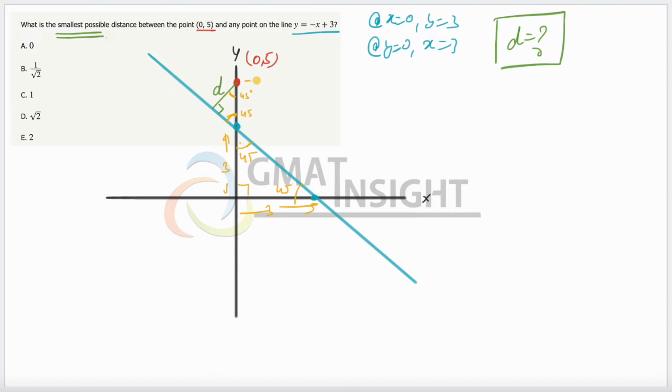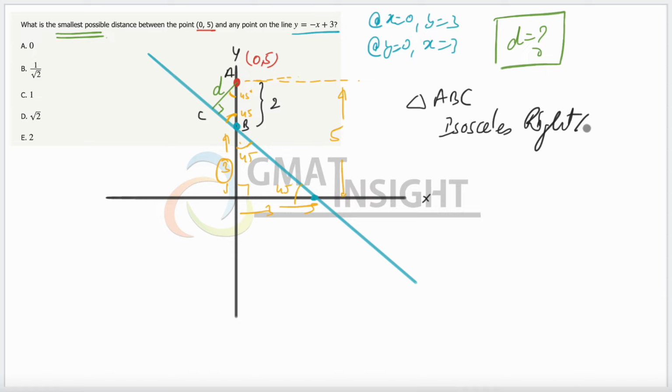Also, we understand that here the y coordinate is 5, which means this distance is 5 units, and here we have this distance of 3 units. That means what we can easily decipher is that this distance is 2 units. Now, if I take this triangle, let's call it A, B, and C. If I look at this triangle ABC, it's an isosceles right triangle with hypotenuse equal to 2.